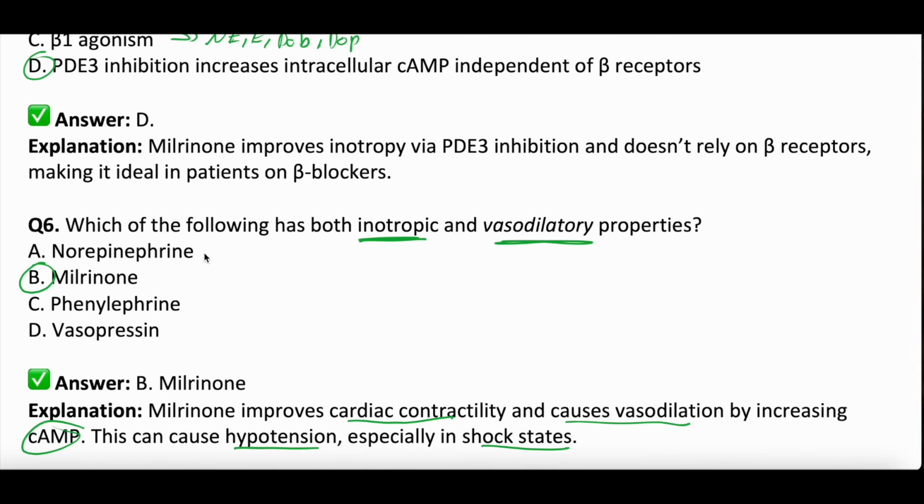The other options are A, norepinephrine. Norepinephrine is an alpha-1 and a beta-1 receptor agonist, so it will increase blood pressure and increase cardiac output. Phenylephrine is a pure alpha-1 receptor agonist, so it will increase blood pressure. Right, norepinephrine and phenylephrine cause vasoconstriction, not vasodilation. Vasopressin acts on the vasopressin receptors, and it does cause smooth muscle vasoconstriction, not vasodilation.